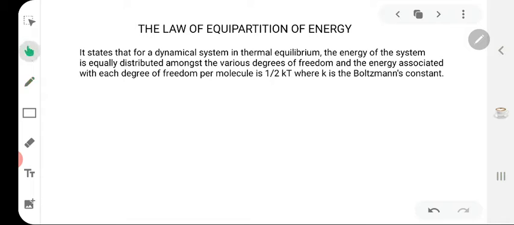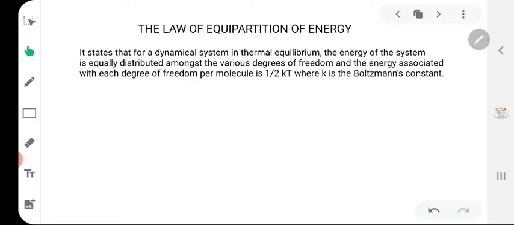Let's now study about the law of equipartition of energy. What does it state? It states that for a dynamical system in thermal equilibrium, the energy of the system is equally distributed amongst the various degrees of freedom, and the energy associated with each degree of freedom per molecule is half kT, where k is the Boltzmann constant.